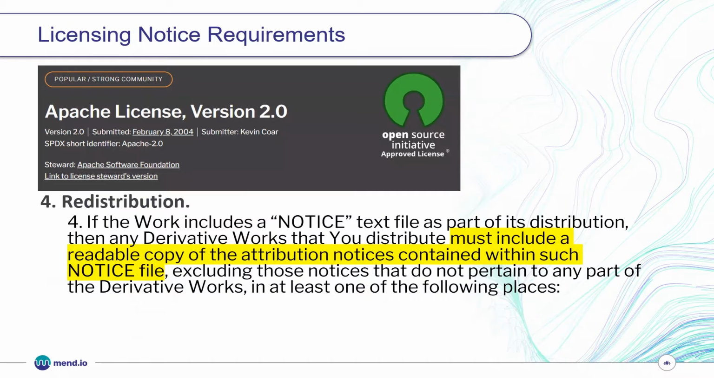Let's take a look at the Apache version 2.0 license. In section 4 for redistribution, in subsection 4 underneath that, the text of the license reads that you must include a readable copy of the attribution notices if the work that you're deriving from had a notice text file in it. Again, you'll need to review the content of the source you're working with and your organization's compliance rules to determine if this applies to you.